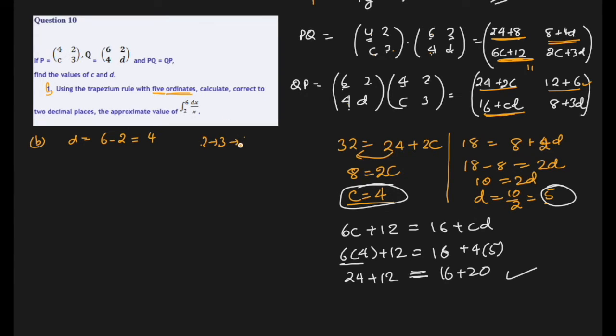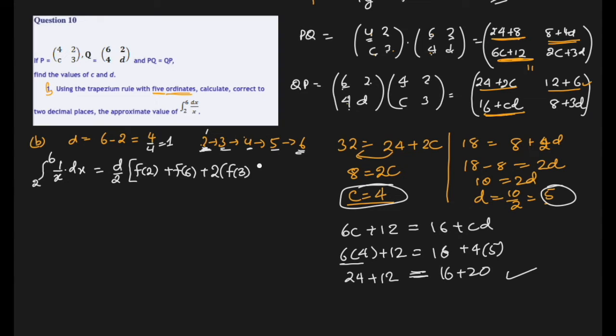Okay. So 2 to 3 is 1, 3 to 4 is 2, 4 to 5 is 1, and 5 to 6 will be 1. So we have 1, 2, 3, 4, 5 ordinates as they like it. According to the trapezium rule, from 2 to 6, dx over x, which can be written as 1 over x dx, will be whatever is the difference between the two consecutive ordinates. That means 4 divided by 4, which is 1. Yeah, 1 is the difference between 2 and 3, 3 and 4. So h divided by 2, then we have f2, this is 2. Then the last one, f6, this 6, plus 2 times the remaining 3, then f3, f4 and then f5.